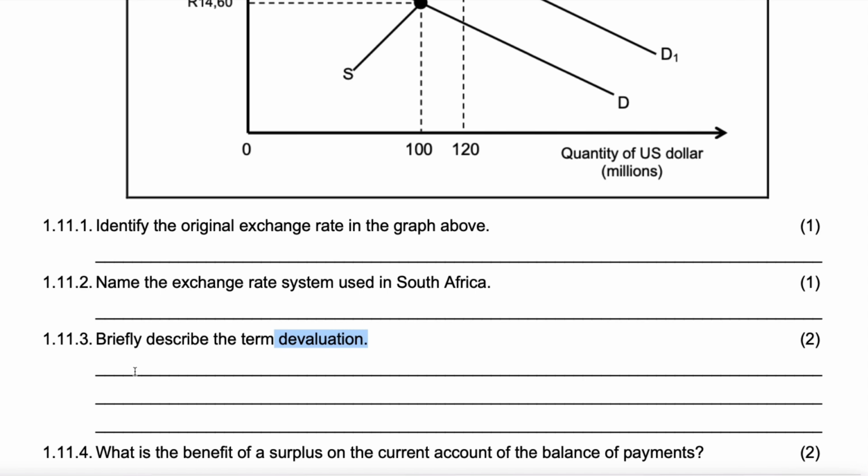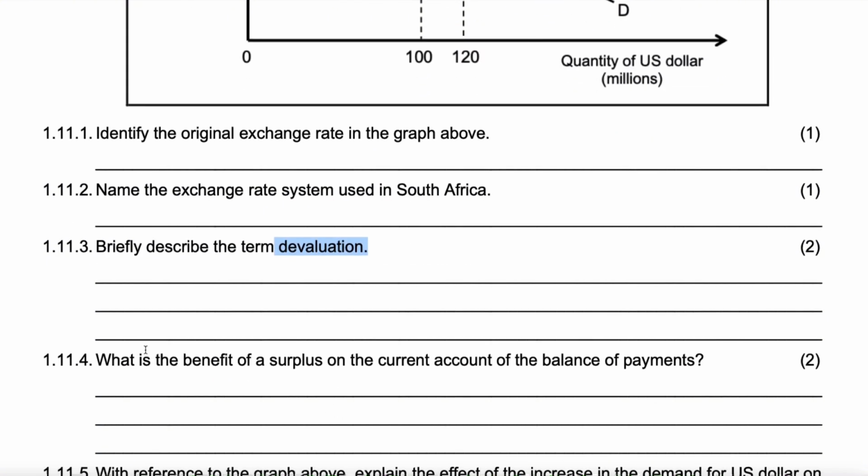Now, if the rand goes down by itself without any intervention by the Reserve Bank, we then call that depreciation. If the value of the rand goes up without any influence by the Reserve Bank, we call that appreciation. And basically, it's simple. Then what is the benefit of a surplus on the current account of the balance of payment?